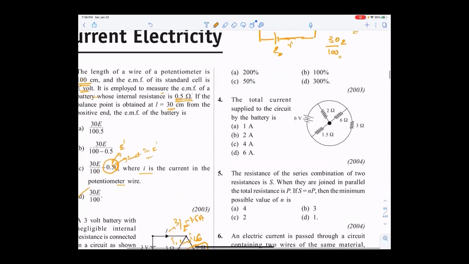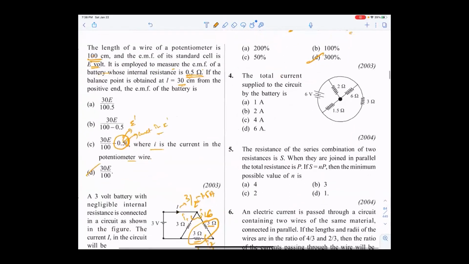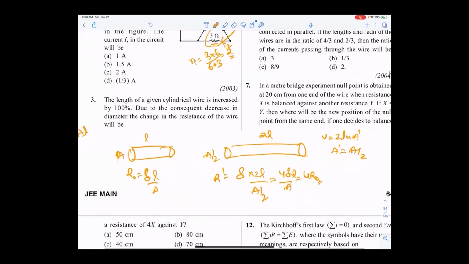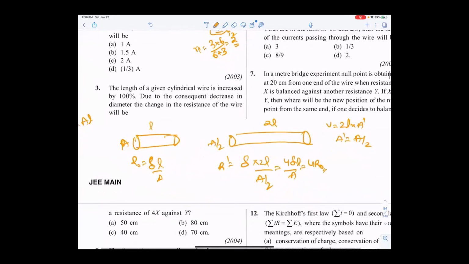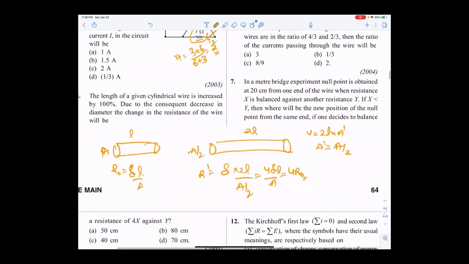So it has increased by how much? 300%. If 4R0 is there, you should not mark 400. It got increased by 300%. Easy one. Third question. Right, people got it right.